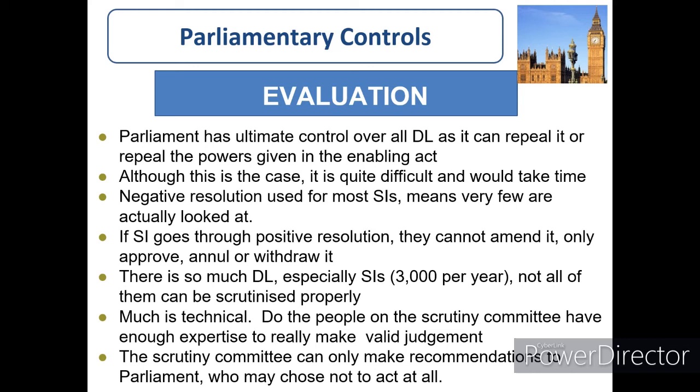If a statutory instrument is going through the positive resolution, we know that's a much more stringent, so therefore a much more effective control. But if Parliament doesn't like it, all it can do is annul it or withdraw it. It can't be amended through Parliament. It would have to be rewritten and then go back to Parliament through a positive resolution.